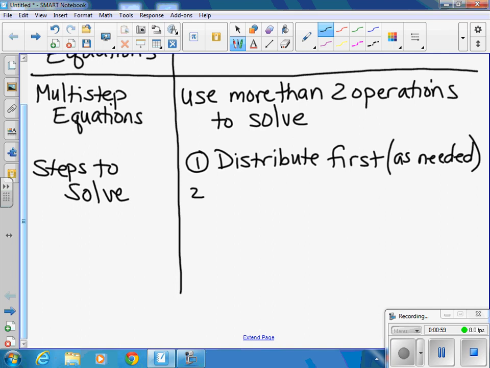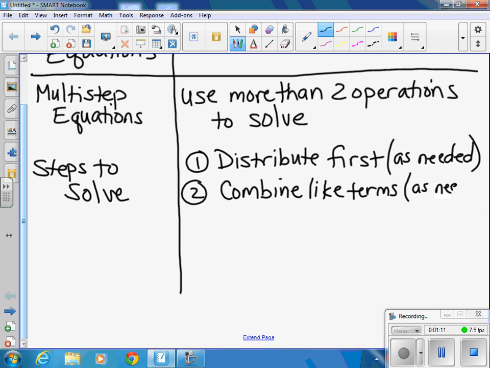The second thing you will have to do after distributing is to combine like terms. And again, that is on an as-needed basis as well. If there's no like terms to combine, then there's no step 2. Right? Some problems will literally have all of these steps, and some will only have a couple.